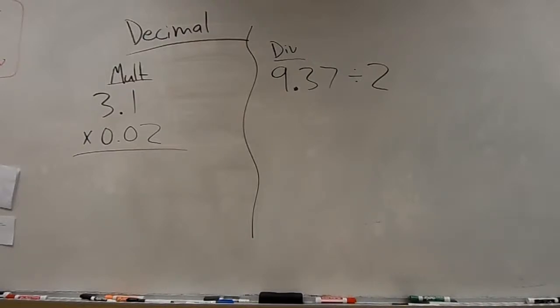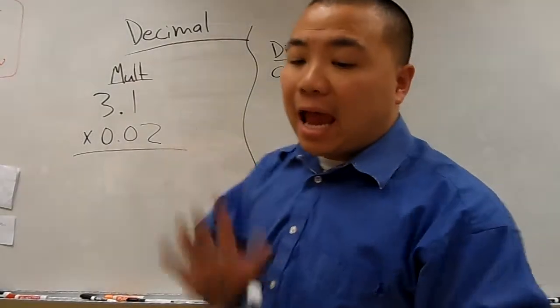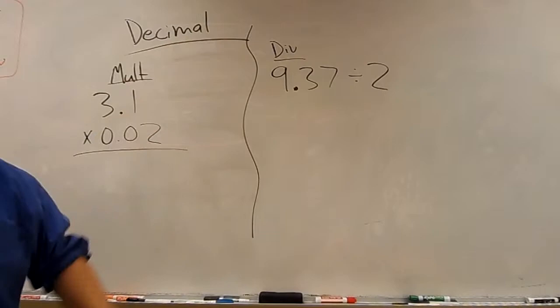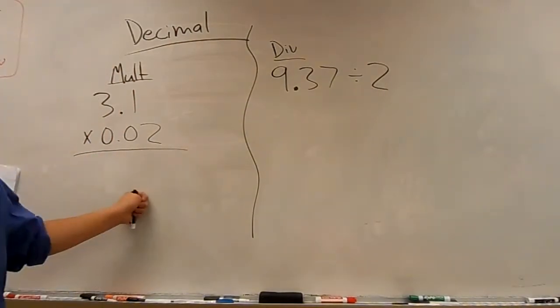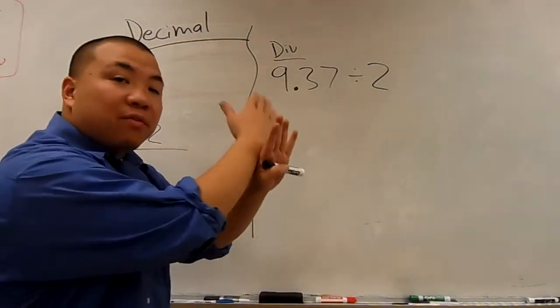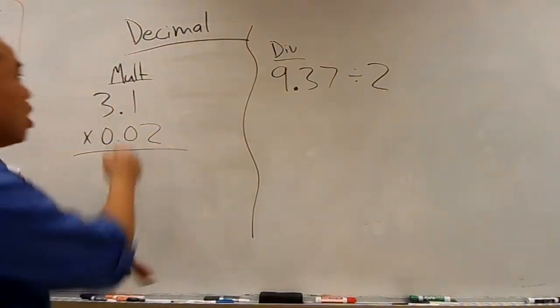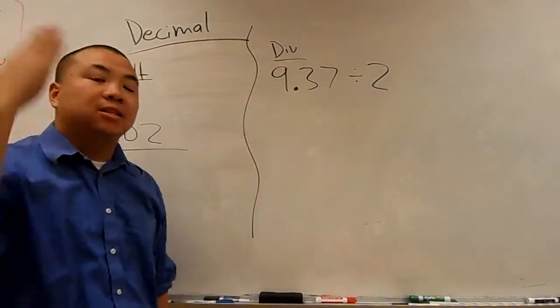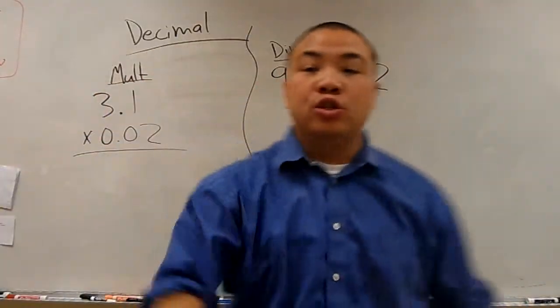Hello again, guys. This is multiplying and dividing decimals. Now, multiplying and dividing decimals is very different than adding and subtracting decimals. First off, when you add and subtract decimals, you have to line up the decimals. When you multiply and divide, you do not line up the decimals. It serves you no purpose.